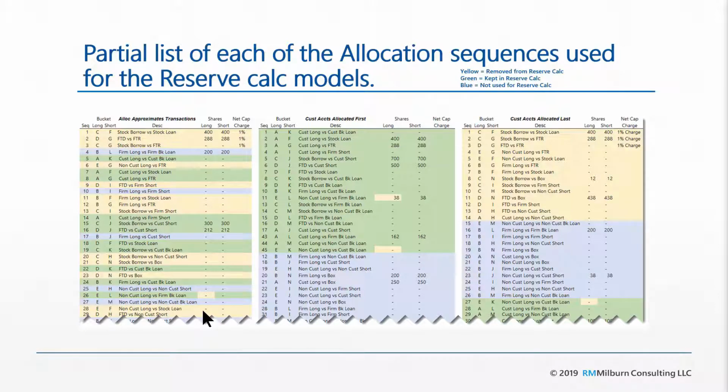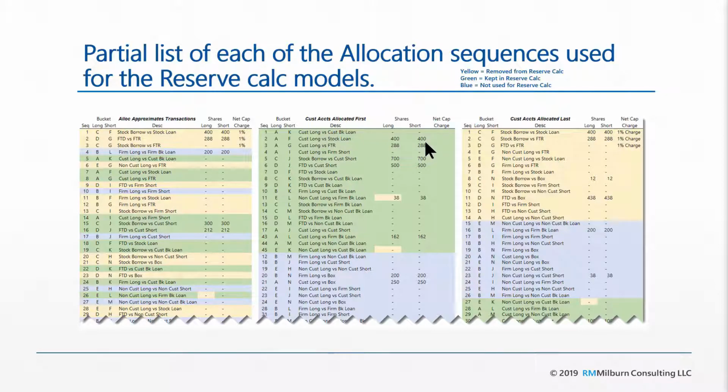Let's go ahead and look at the other two models to the right. First one is customer accounts are allocated first. As you recall, up here in the legend, you can see the green items are kept in the reserve. And this one kind of replicates what we expected or what we saw from the original transactions. And you can see here customer long versus stock loan.